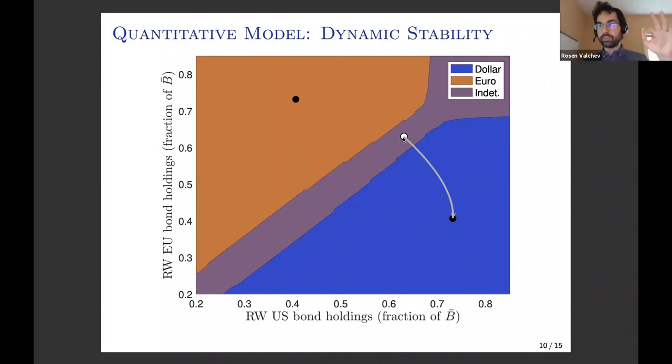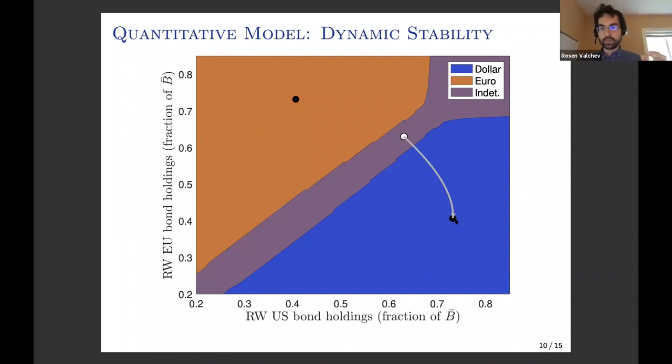Let's imagine a counterfactual transition from the multipolar world, which at our calibration is actually unstable. This is how our model interprets why dominant currency regimes are the norm, and you don't really see a multipolar world. The multipolar world is basically unstable. And why is it unstable? It's because our model says there are enough safe assets out there that we can coordinate on just one of them, and then that coordination is stable.